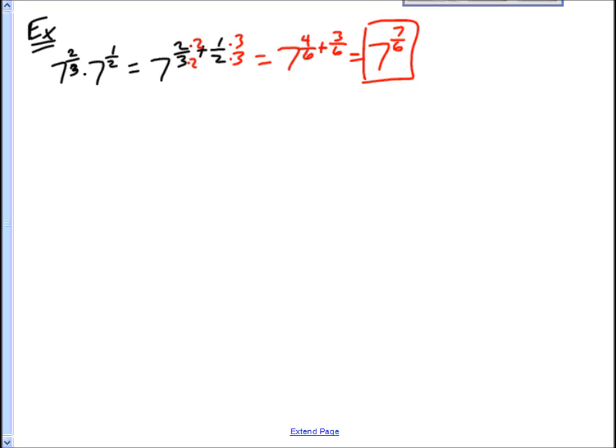Let's do another one. How about 3 to the 1/4 times 5 to the 1/3.